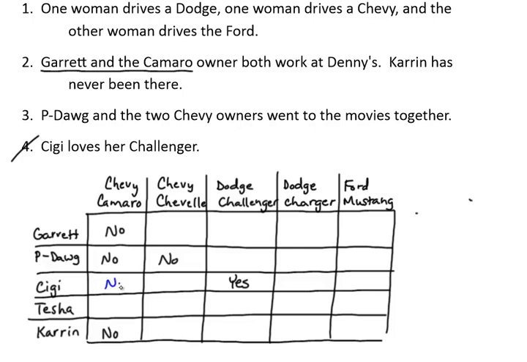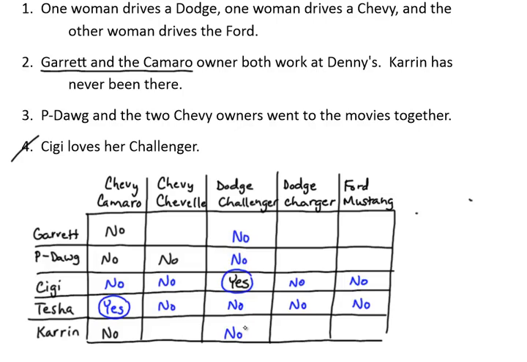So we know that CG is no to the Camaro, no to the Chevy, no to the Charger, and no to the Mustang. So then what's left here is Tesha must be a Chevy Camaro. So then we have no for everybody else. I'm going to actually circle the yeses. Might make it a little bit easier. And then we fill in the no's here.